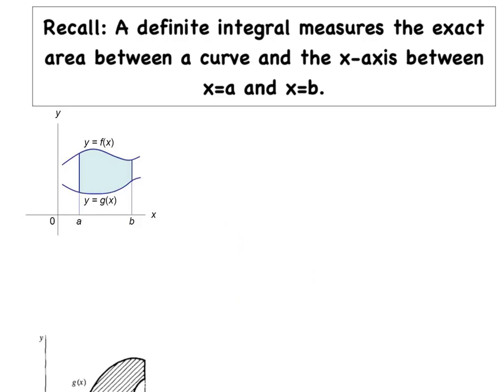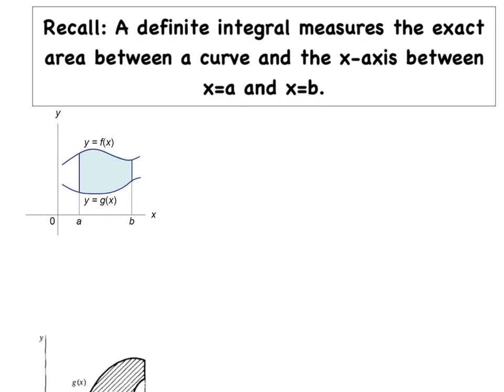Alright, so let's recall what a definite integral measured in the first place. A definite integral measures the exact area between a curve and the x-axis within the boundaries a and b. Now sometimes the boundaries were vertical lines at x equals a and b, and sometimes a and b were intersection points between the curve and the x-axis.